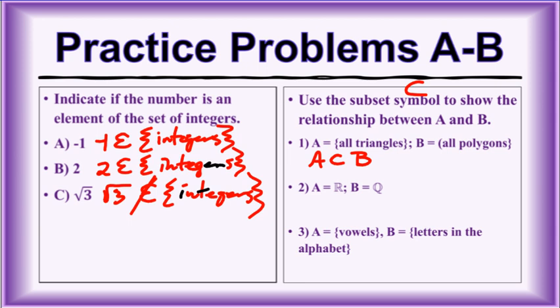The second one, we have real numbers, and Q stands for rational numbers. Here we'd say that B is a subset of A because rational numbers are a subset of real numbers. And the third one, vowels. A is vowels and B is letters in the alphabet. So we would say that A is a subset of B because vowels are some of the letters in the alphabet.